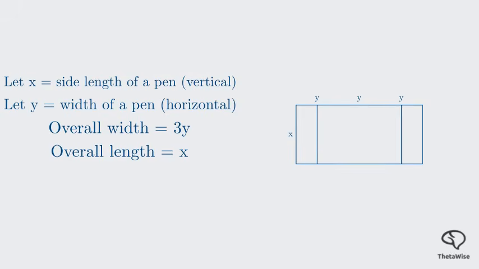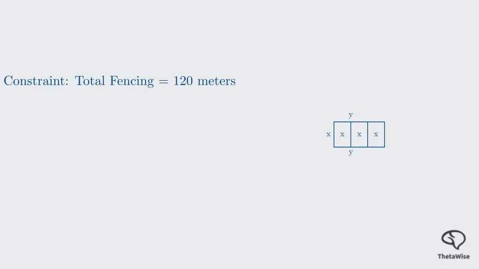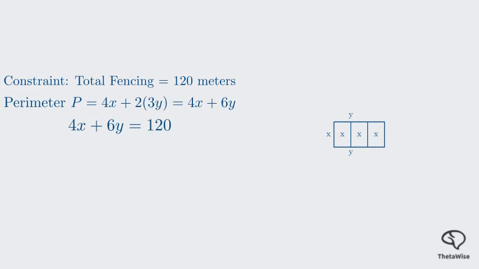With these variables, we can now write our 2 crucial equations. First, let's write the constraint equation. The total fencing available is 120 meters. The perimeter of the structure is the total length of all the fences. In our diagram, we have 4 vertical fences, each of length x. We also have 2 horizontal fences, top and bottom, each of length 3y. The total perimeter is therefore 4x plus 6y. Since the owner only has 120 meters of fencing, this perimeter must be equal to 120. So our constraint equation is 4x plus 6y equals 120.